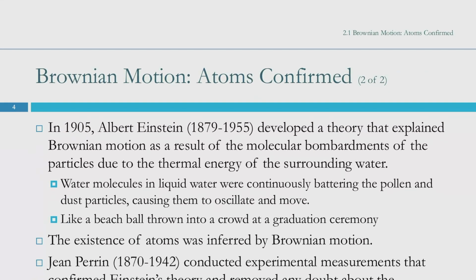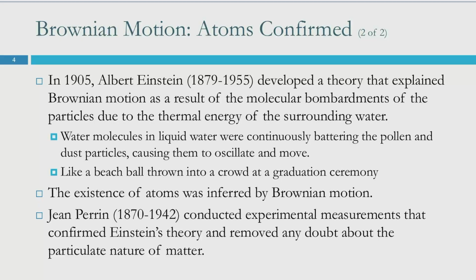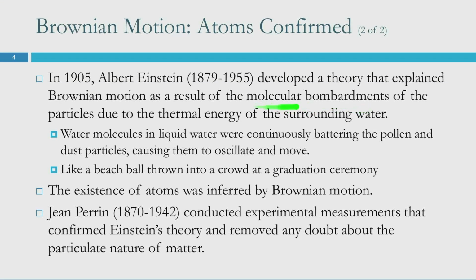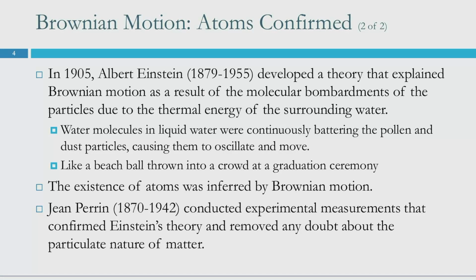Einstein developed a theory in the early 1900s that explained Brownian motion. It's the result of molecular bombardment of the particles due to thermal energy of the surrounding water molecules. Basically, the idea is that these particles in the water are randomly getting hit by water molecules. And sometimes those water molecules have a lot of mass or a lot of velocity or energy. And so they're randomly imparting a lot of energy, and that's causing the particles to shift over. And then randomly they get hit with another high energy water molecule from another side, and they shift in another direction. So what we're seeing is random fluctuations in the energy of the water that are causing the pollen or dust particles to move around.